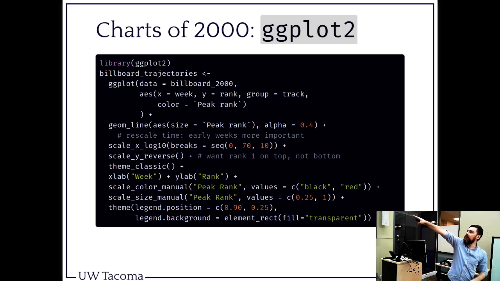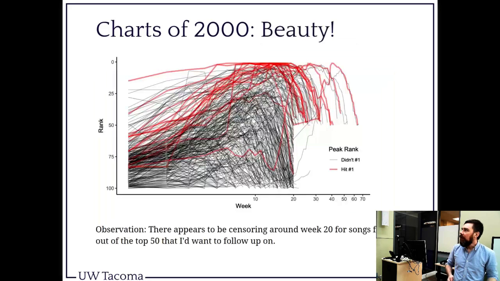I'm going to draw some lines, geom line there. I want them to be bigger if they hit rank 1. I want them to be partially transparent. My scale is going to be a logarithmic scale on the X. I care more about the early weeks than the later weeks because most songs don't make it to the later weeks. Scale Y reverse puts rank 1 on the top and rank 100 on the bottom because higher is better intuitively. I put a particular theme on it. My X and Y labels are week and rank. I have manual color scales, manual size scales. I put my legend in a particular place because I am picky and I make its background transparent, right? All these picky things.